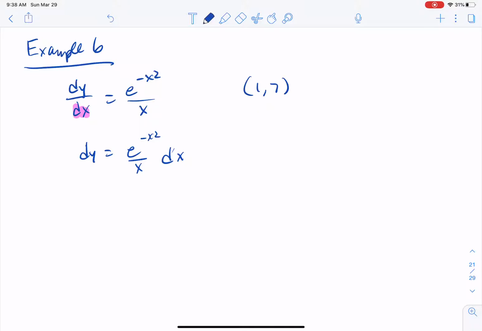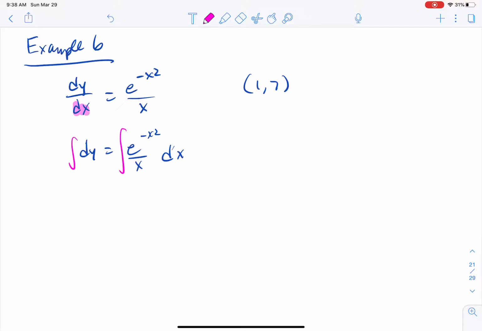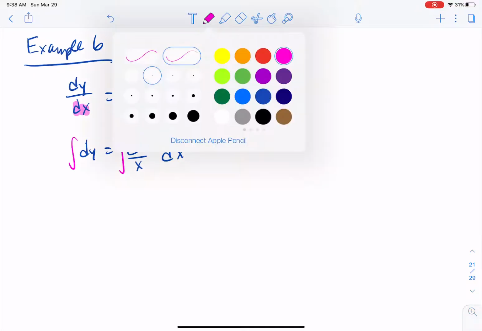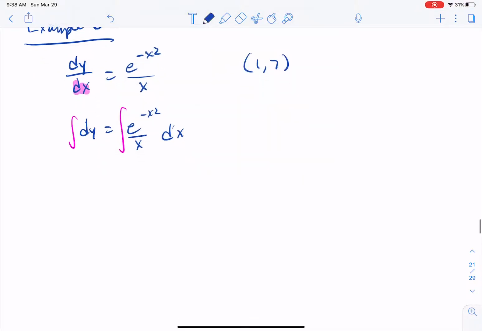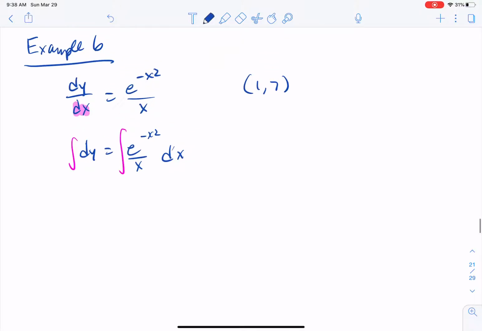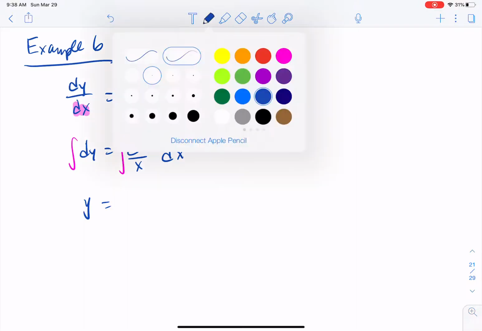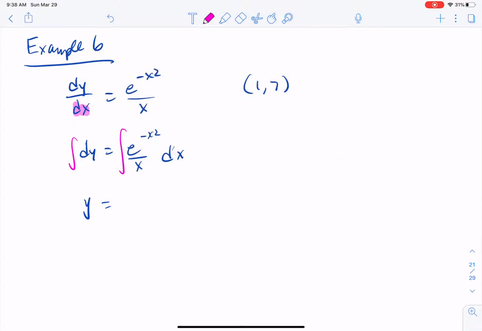Nice, we've separated our variables. It is time to take the antiderivative of both sides. On the left side, easy, piece of cake. It's just y. And then on the right-hand side, a u substitution. I guess, let's give it a try. We do have this as a composite function, so it makes sense to try u substitution.